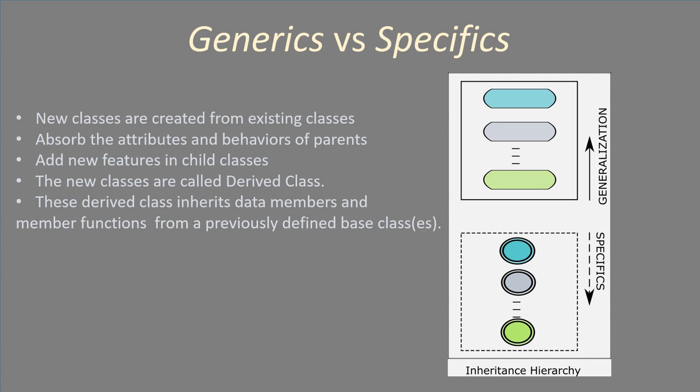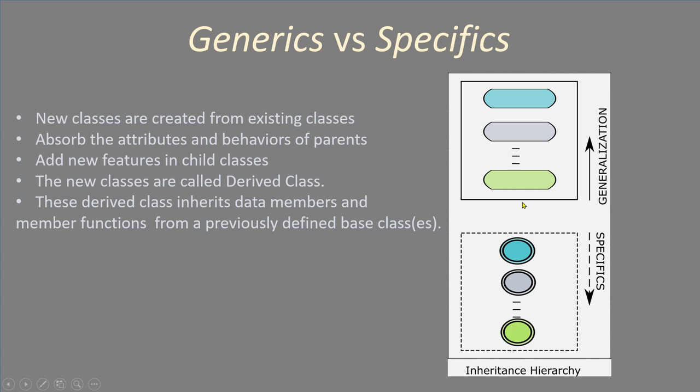And inheritance in object-oriented programming languages: usually we define generic properties in parent classes, that is in superclasses, and these properties are more refined as specifics by the child classes.